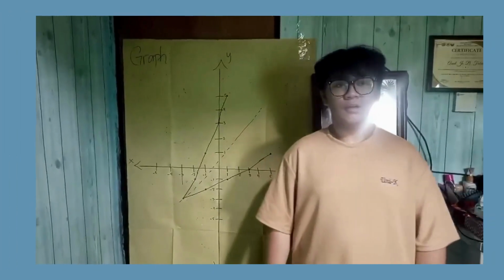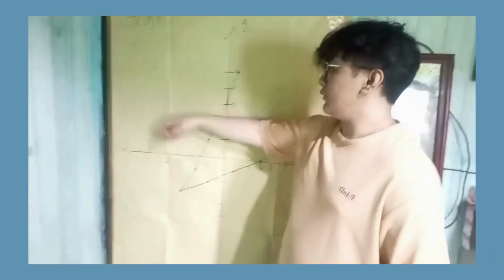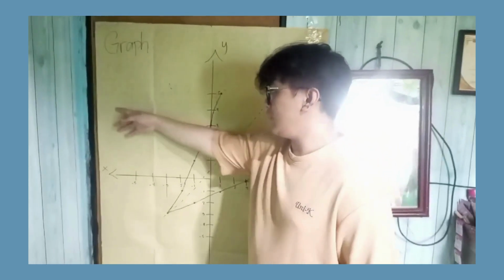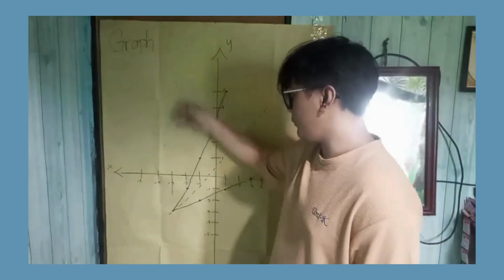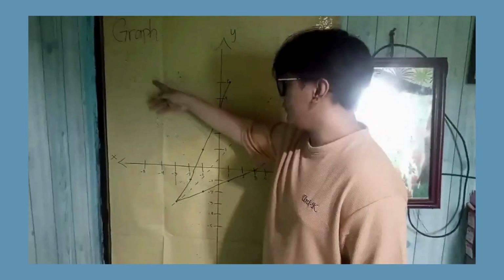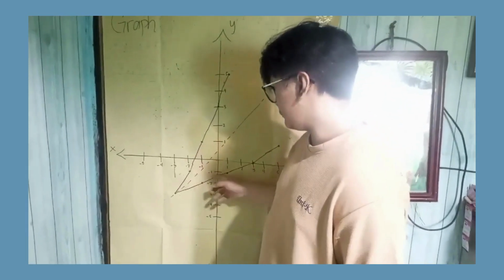Now we will graph f of x equals 2x plus 3. Then we have the table of values. The x is negative 3 and the y is negative 3, so we will put the point here. The x is negative 2 and the y is negative 1, and we will put the point here.